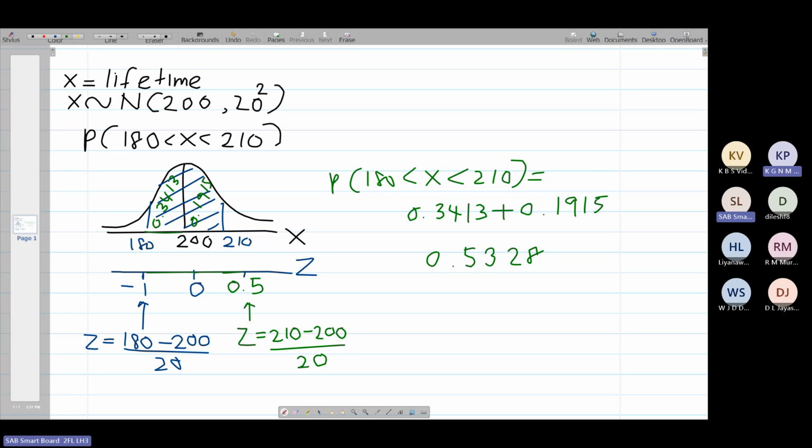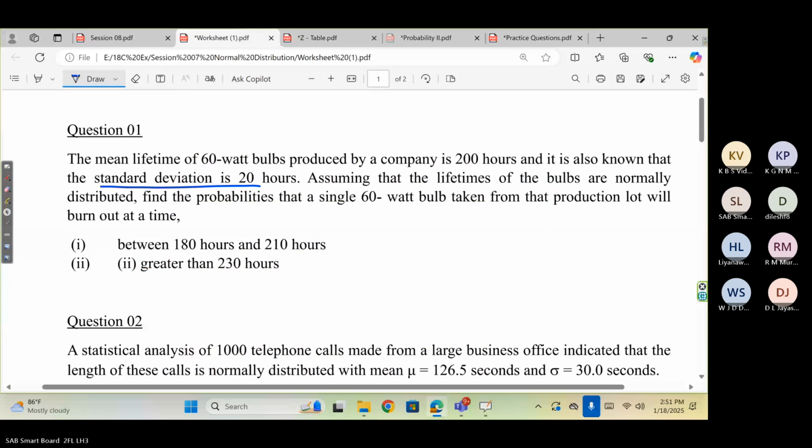Clear? Then the question asks to write down the probability value. This is the final answer. If the question asks for the percentage value, you multiply by 100. Then try the second one. Question number 1, part 2. You will try. Greater than 230 hours.